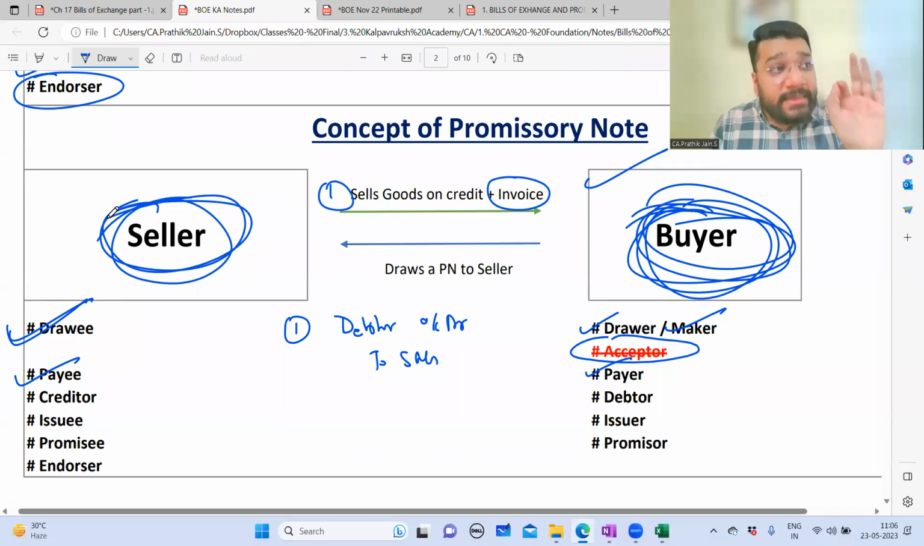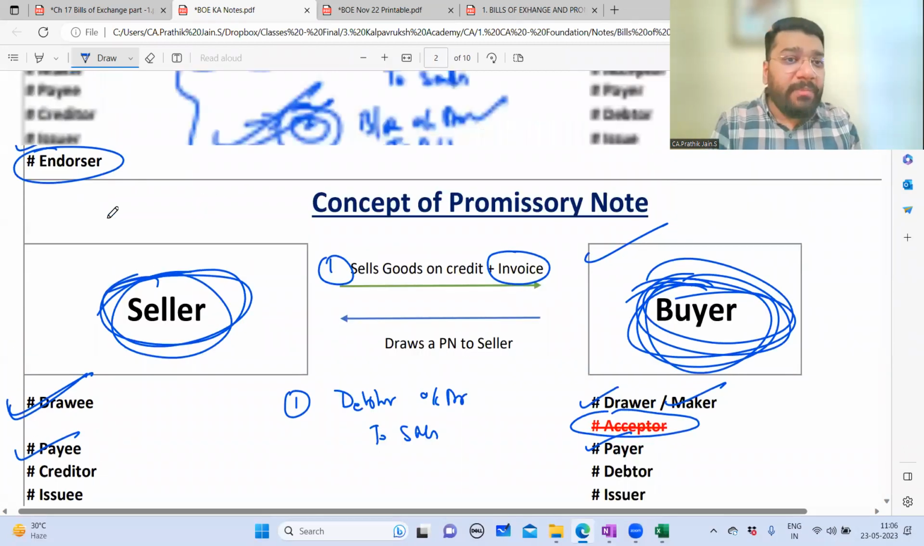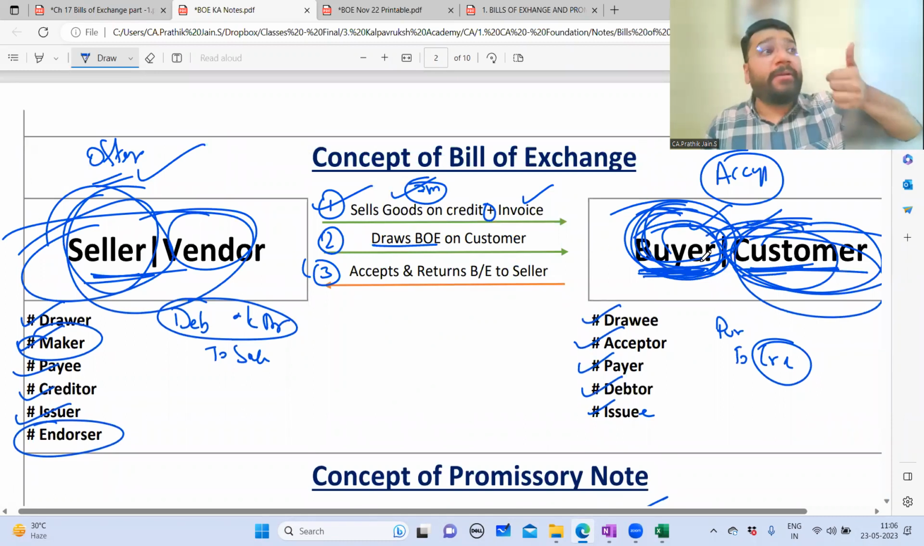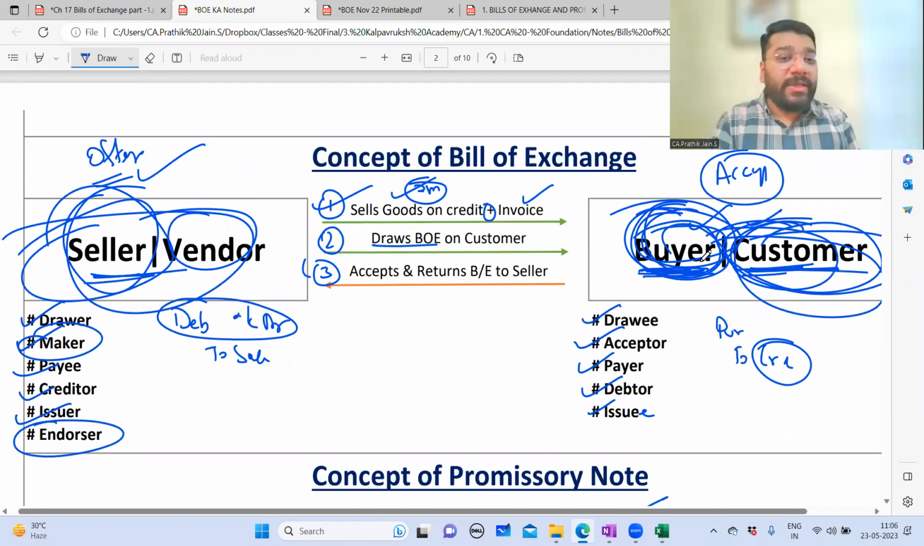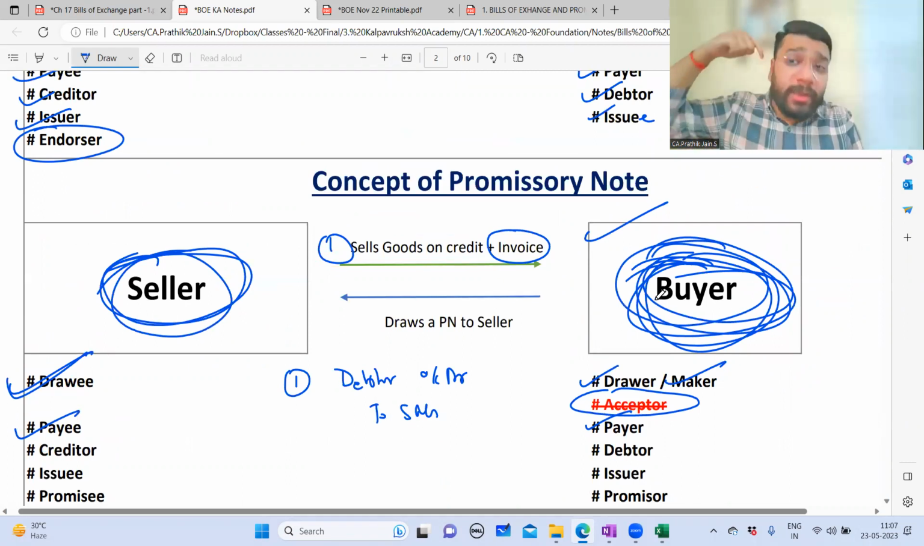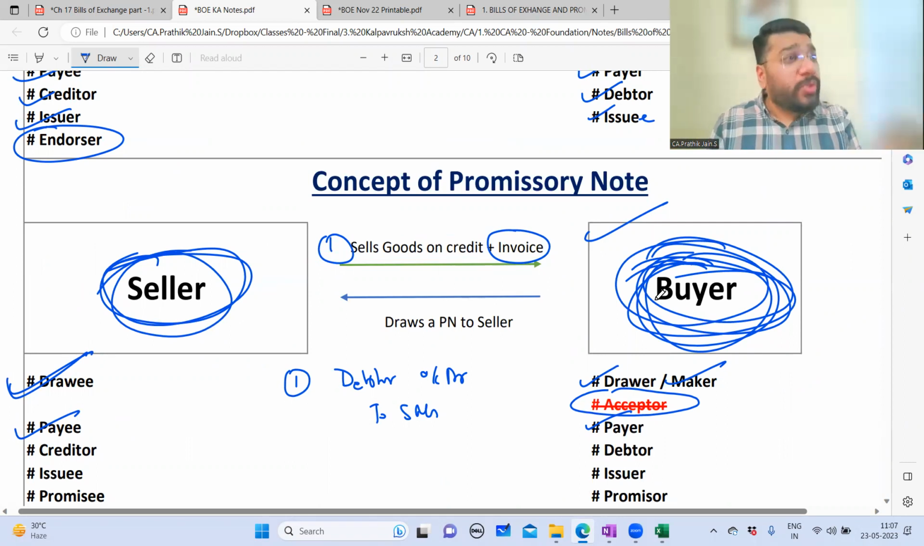Acceptance for what? Acceptance for the receipt or payment of money. Here in bill of exchange, why was the acceptance required from the customer? Because this guy was going to make the payment. So acceptance was for what? Payment, not for other terms and conditions. Here, if you feel that the buyer has not incorporated the terms and conditions properly as you wanted, you have the authority to return the promissory note. So in the case of promissory note, the acceptance is not required. Am I loud and clear with what I'm saying?